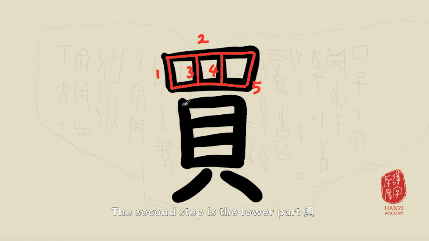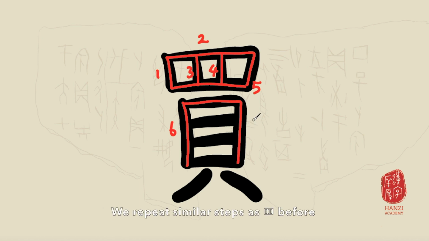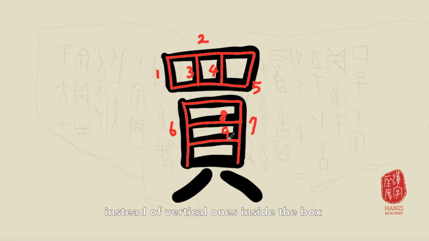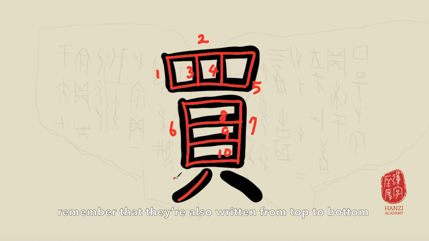The second step is the lower part, 贝. We have learned it in the previous video. We repeat similar steps as before, but now we do horizontal strokes instead of vertical ones inside the box. For the final pair of diagonal dots, remember that they are also written from top to bottom.